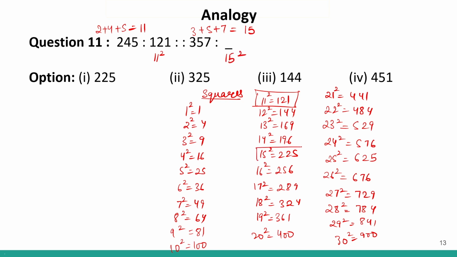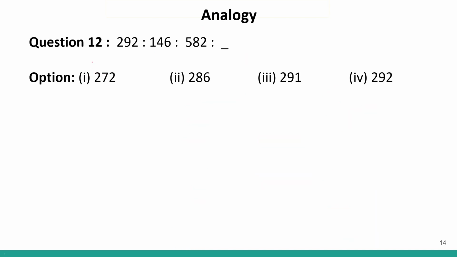And what is the value of 15 square? It is 225. So 225 should be my answer. Is this given in option? Yes, it is given in option number 1. So 225, option number 1 will be the answer to this question. Clear? Moving on to question number 12.